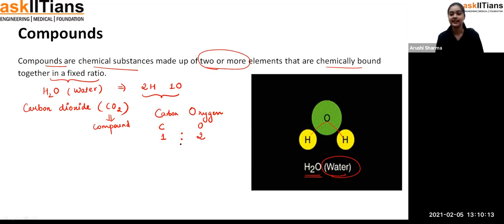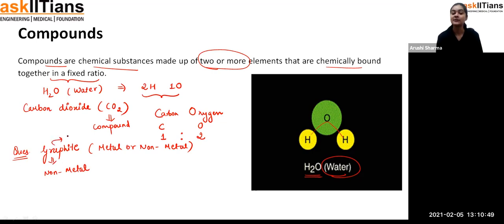Fine. Exactly, students. Okay, so now I have one question for you. Graphite. Do you know where graphite is used? So graphite is used in the making of the pencil leads which we use. So graphite is a type of what? Is it a metal or non-metal? If you give the answer, student, that yes, graphite is a non-metal. Why? Because graphite is made up of carbon only, and carbon is what? Carbon is a non-metal.